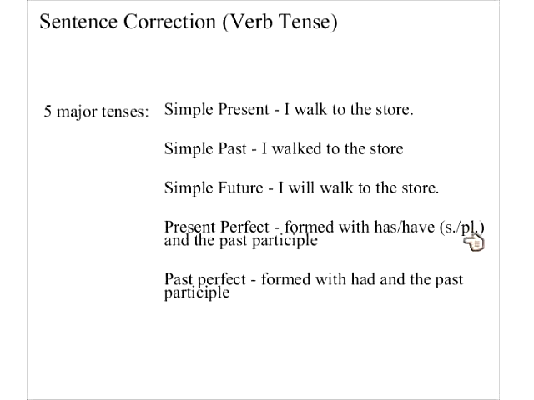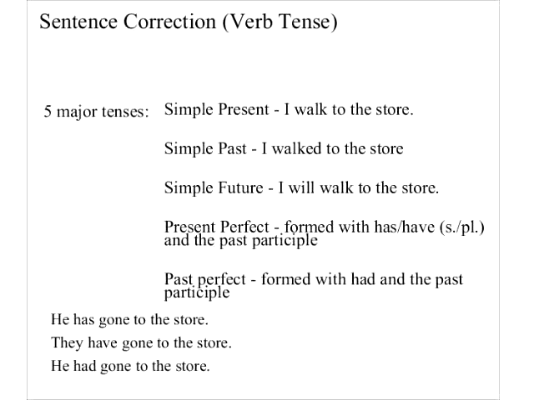Then we've got these 2, the present perfect formed with has, have, and the past participle, and the past perfect formed with had and the past participle, right? So notice that the present perfect has 2 forms, a different one for singular and plural, whereas the past perfect does not. In other words, you would say, he has gone to the store, or they have gone to the store. But you would say he had gone to the store, and they had gone to the store.